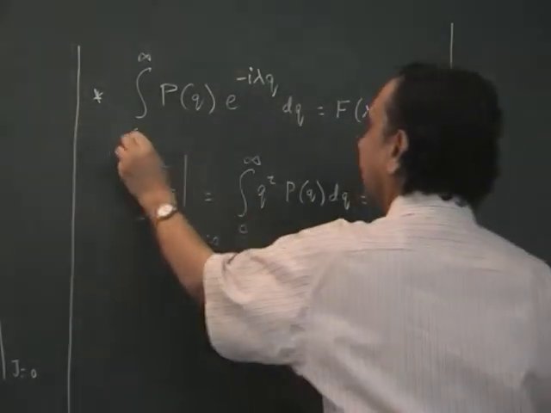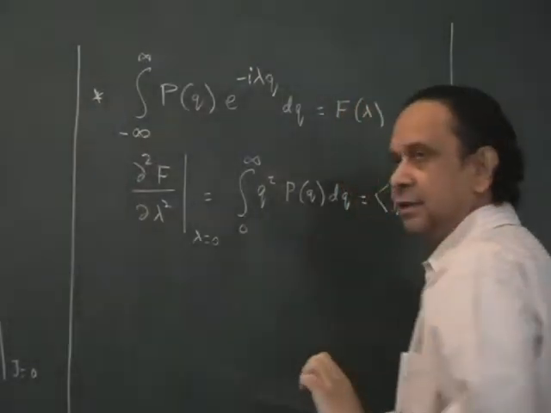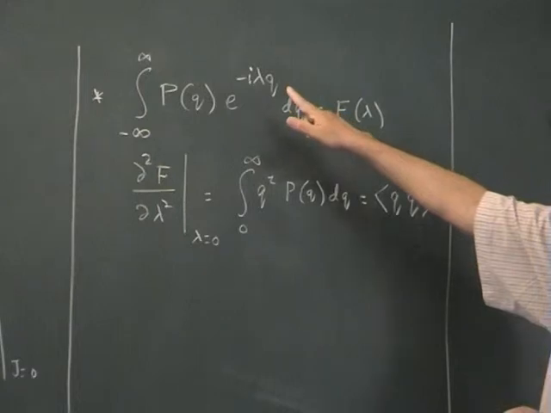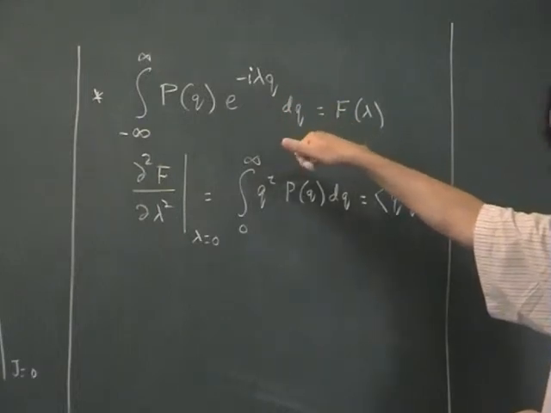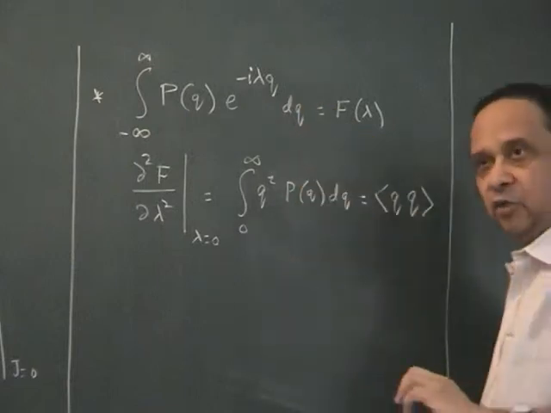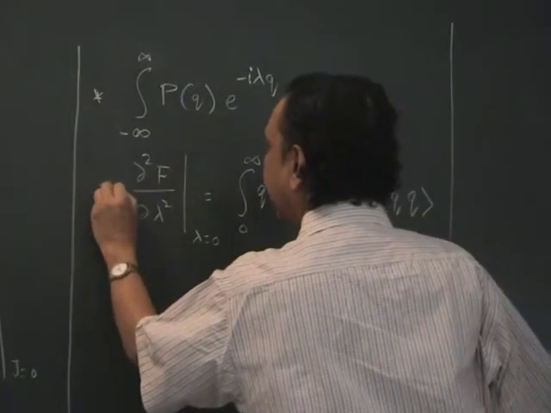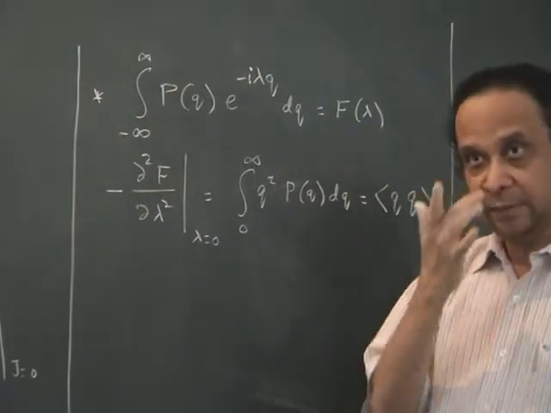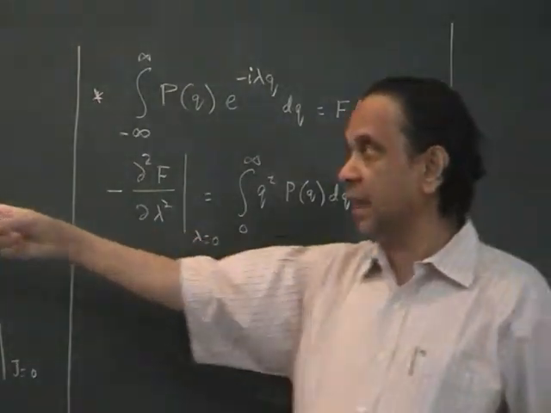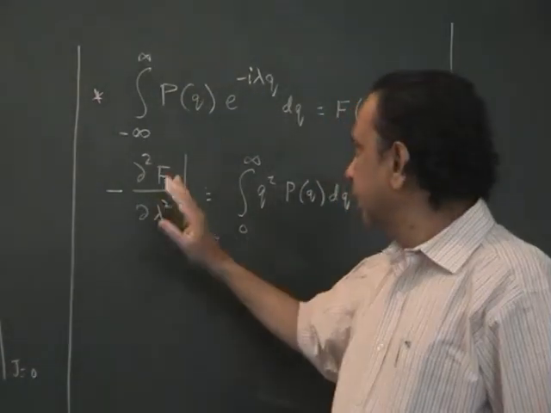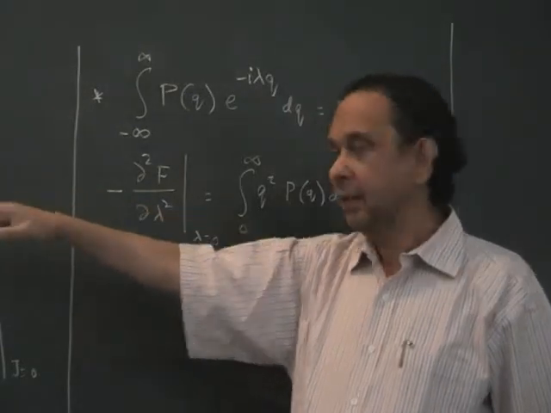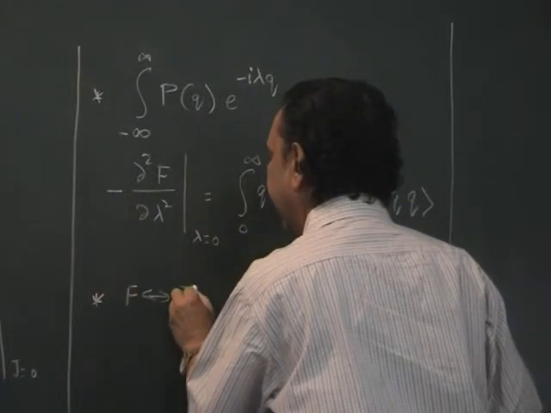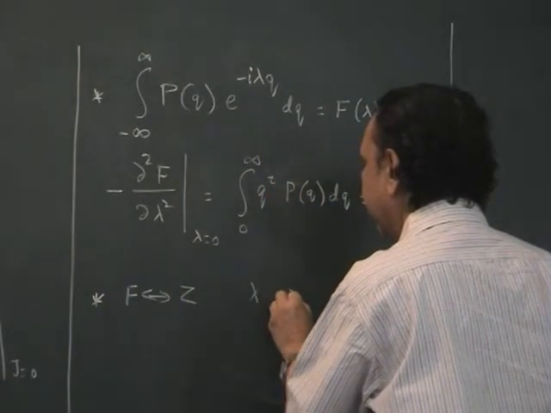Right? Now, I could have played the same game with an i input here. Suppose I had done this and I had taken the Fourier transform. There are some convergence issues, except for that it doesn't matter. So then I have to differentiate this with respect to i lambda twice. Okay? So if I differentiate with respect to i lambda twice, that is same as having a minus sign, and I would have got exactly the same result. This is precisely what is happening there. This F is like our Z. So the correspondence is like this. F is like our Z. Lambda is like our J.